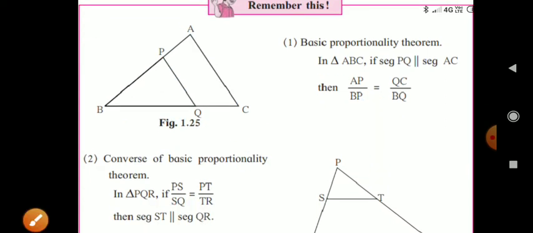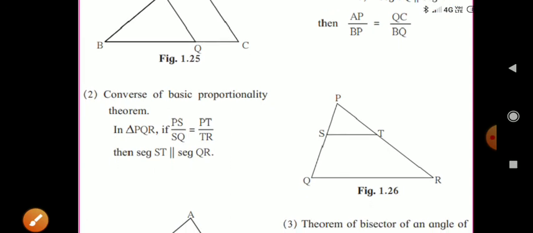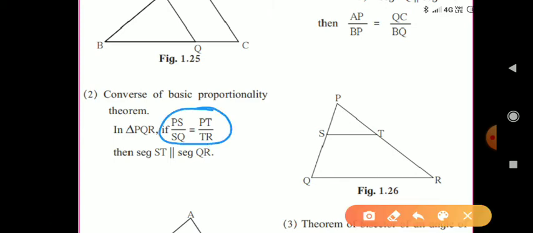Then we studied the converse of the basic proportionality theorem. When a ratio is given, we can say that a line is parallel to one side of the triangle. If we are given this ratio in this triangle, that is PS upon SQ is equal to PT upon TR, then we can say segment ST is parallel to QR. This is the converse of the basic proportionality theorem.